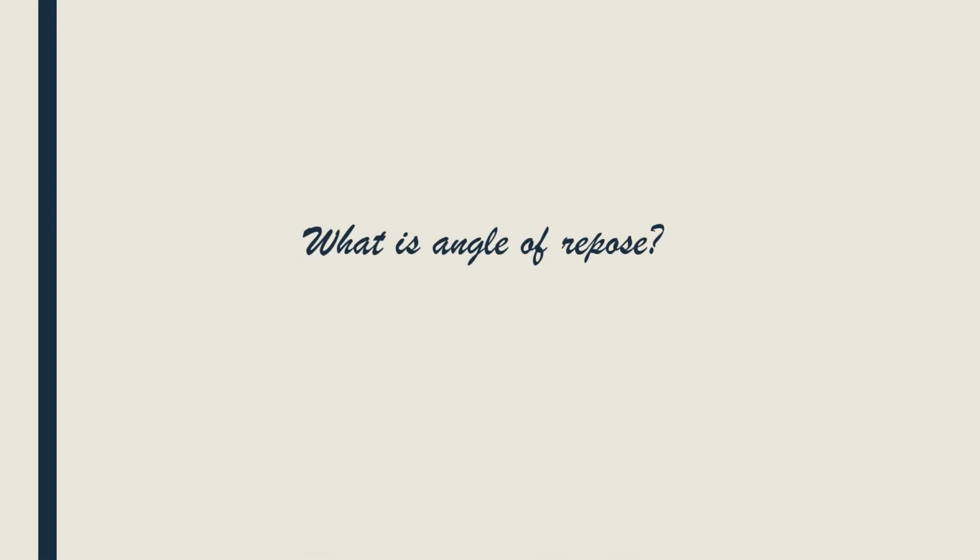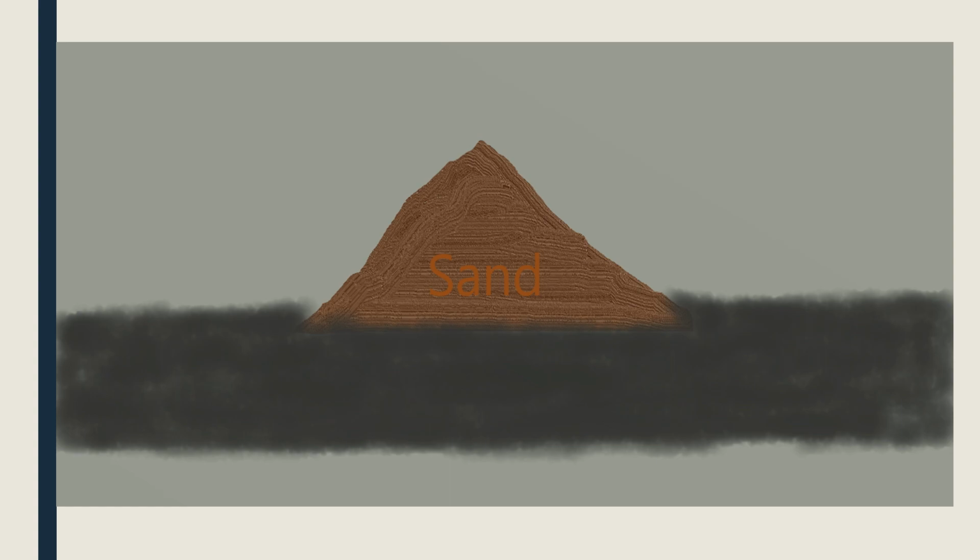As you can see, the sand is placed on ground, and if you observe closely, the soil has an angle with the horizontal surface. This angle at which the soil finally settled is called the angle of repose. Different materials have different angles of repose.